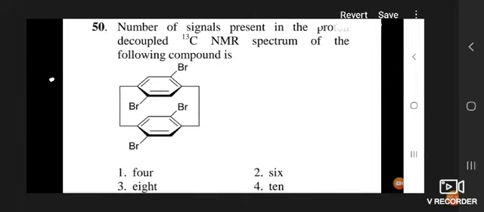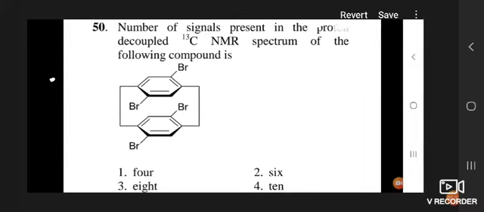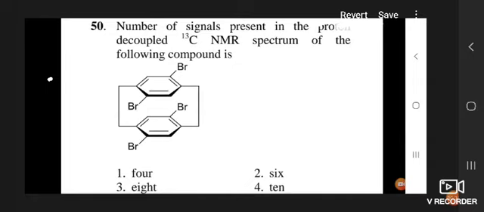Now, take a look at the given problem. The question is: the number of signals present in the proton decoupled C13 NMR spectrum of the following compound is. Guys, here the proton decoupled C13 NMR spectrum is given, and the number of signals is asked.